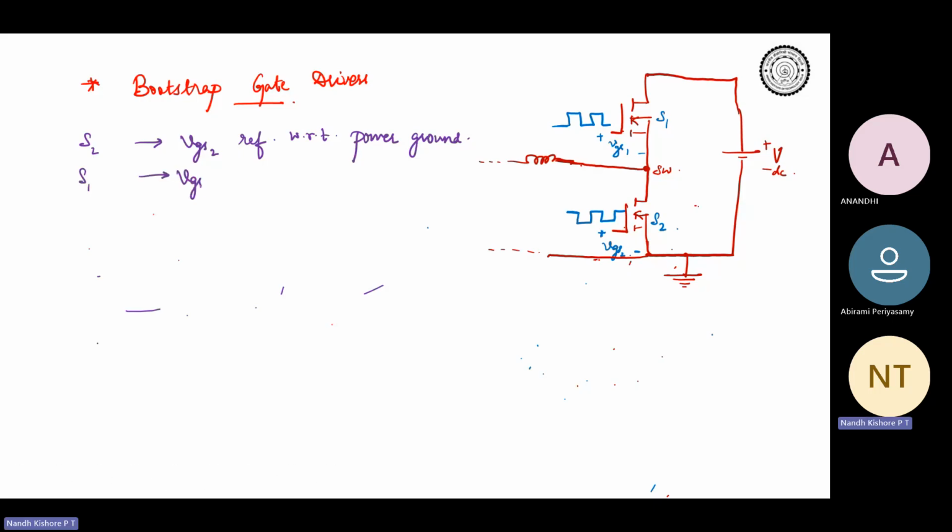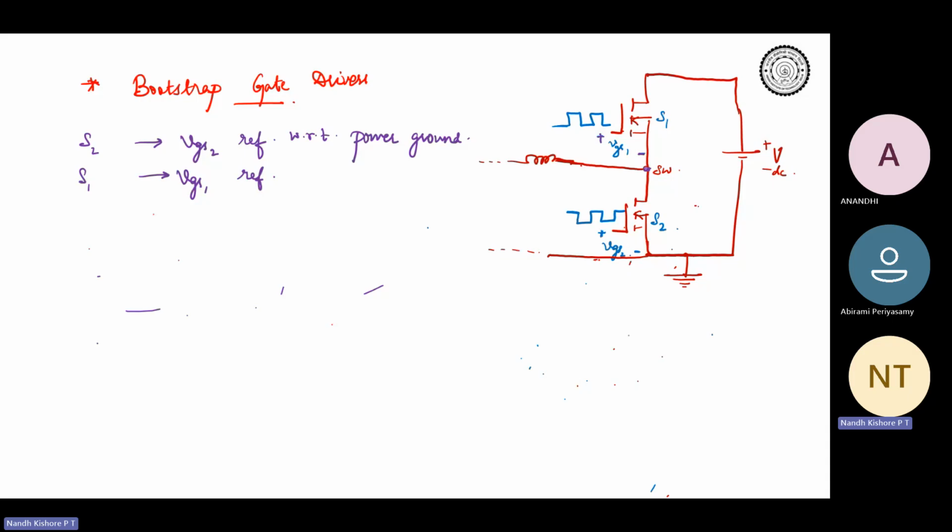So what is VGS1 referred to? The reference for VGS1 will be the source of S1. So what is the source of S1 over here? What is this point? VGS1 is with respect to this point, correct?